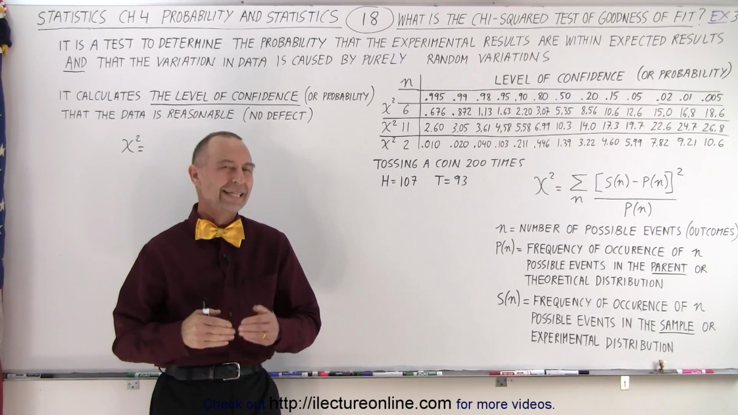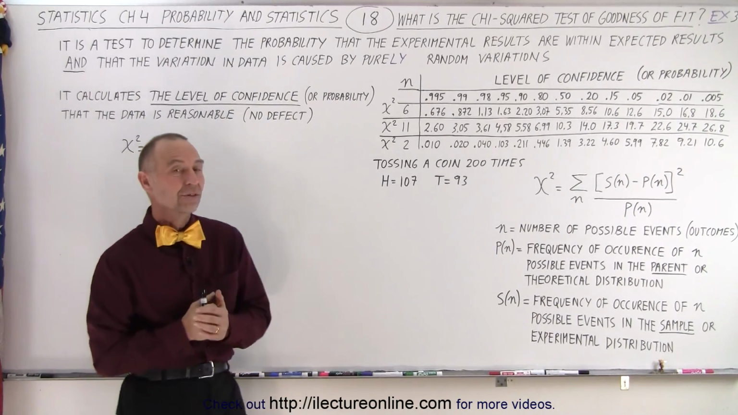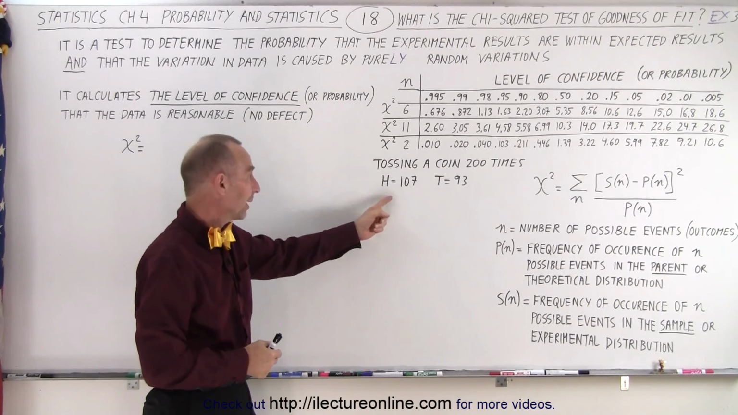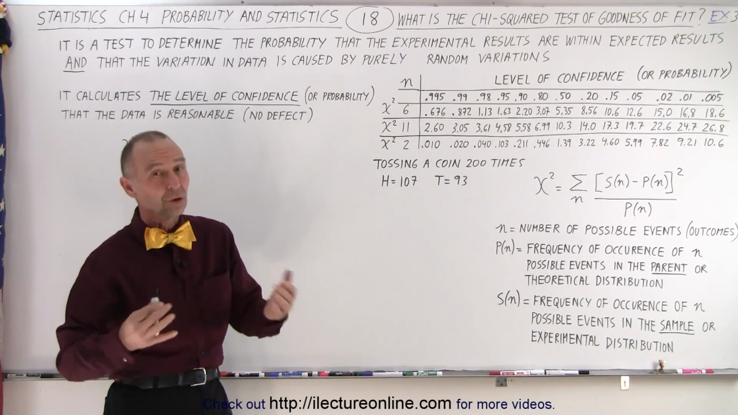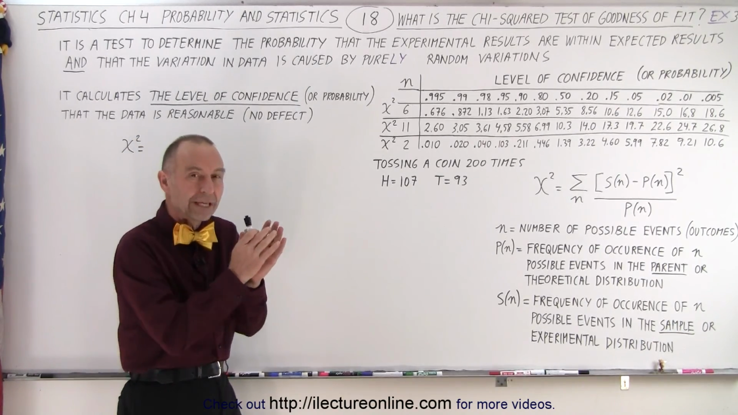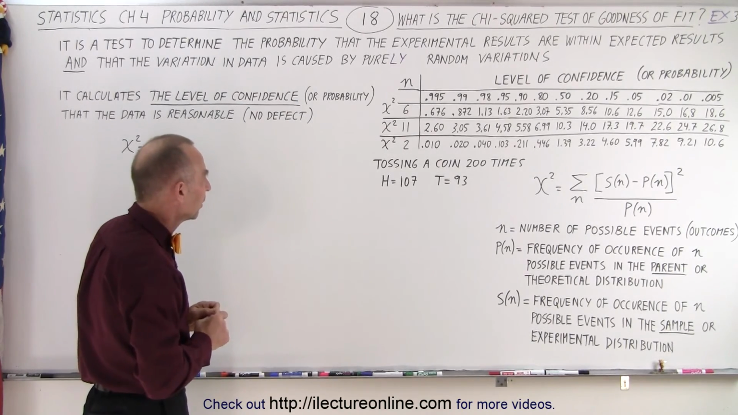Now let's apply the chi-square test of goodness to tossing a coin 200 times. Let's say that 107 times we got heads and 93 times we got tails. So we want to see if that coin was a good coin. Does it give us the kind of probability that we're close to the expected value using this test of goodness? So how does that work?